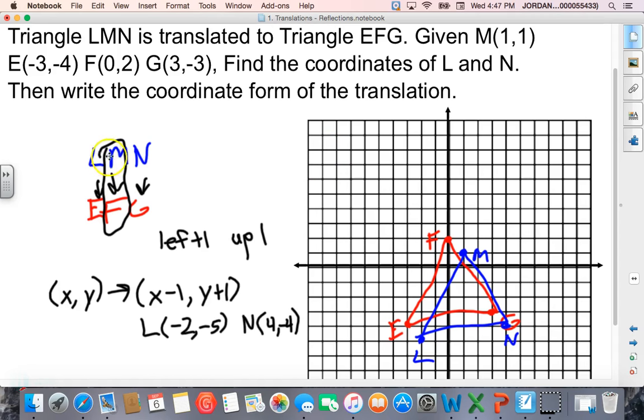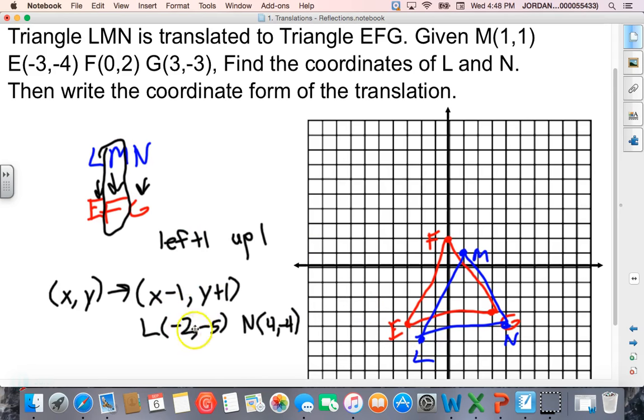So if we had M going to F and we know those 2 points were right here, we know we went left 1 and up 1 in order to get our new point F. So consequently, we would need to go left 1 and up 1 to get E, and left 1 and up 1 to get G from the original points. So then kind of working backwards, we know if we had to go left 1 and up 1 to get E, we need to go right 1 and down 1 to get our original point that mapped to E, which we can see here was L. L went to E. And same thing with G, we need to go right 1 down 1 to get N, which is what mapped to G. So that's how we could find the coordinates for L and N.